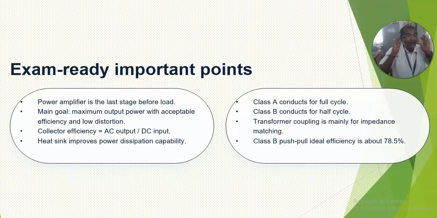In order to remember this, here is a summary of this brief explanation about power amplifiers. The power amplifier is the last stage before the load. The main goal is maximum output power with acceptable efficiency and low distortion. Collector efficiency is calculated as AC output divided by DC input. A heat sink improves the power dissipation capability. Class A conducts for the full cycle, Class B conducts for the half cycle. Transformer coupling is mainly for impedance matching. Class B push-pull ideal efficiency is about 78.5%. So I wind up this brief explanation about power amplifiers.